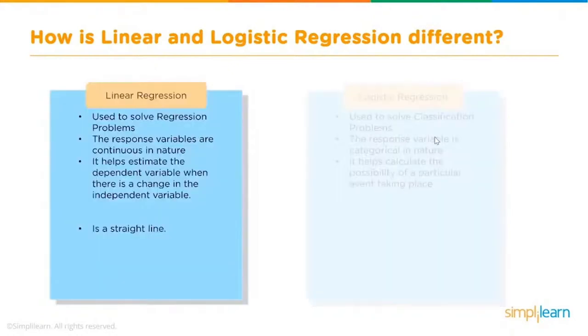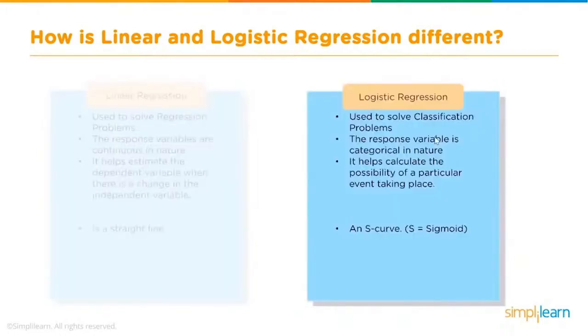And linear regression, as the name suggests, is a straight line. That's why it's called linear regression, whereas logistic regression is a sigmoid function, and the shape of the curve is S. It's an S-shaped curve.